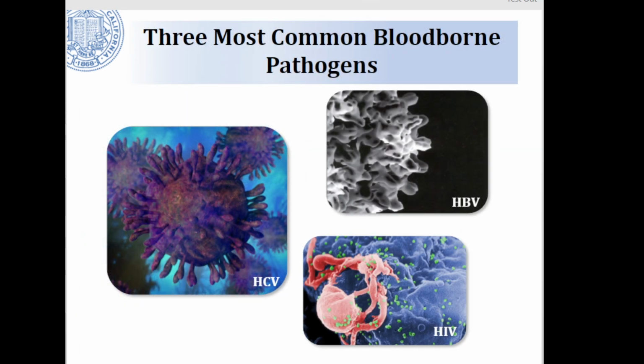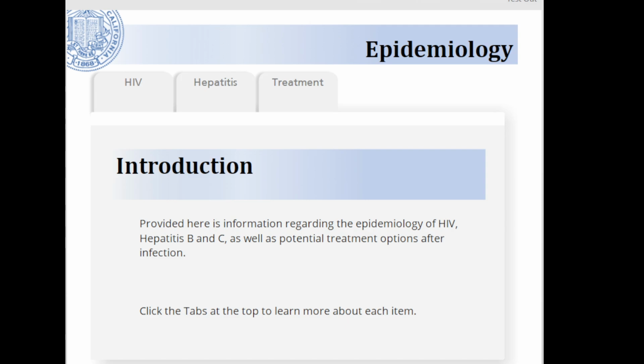We will next discuss characteristics of HIV and hepatitis B and C, as they are the most commonly occurring bloodborne pathogens. Provided here is information regarding the epidemiology of HIV, hepatitis B and C, as well as potential treatment options after infection. Click the tabs at the top to learn more about each item.